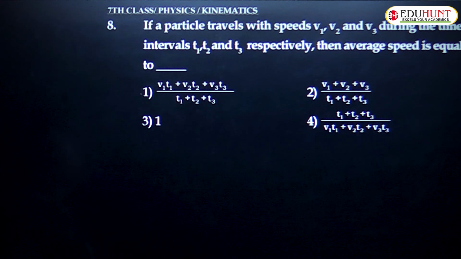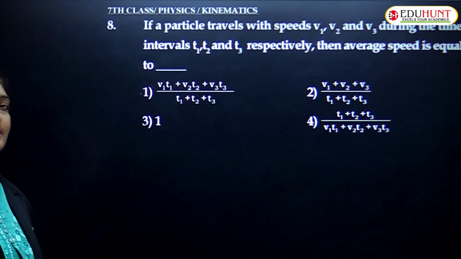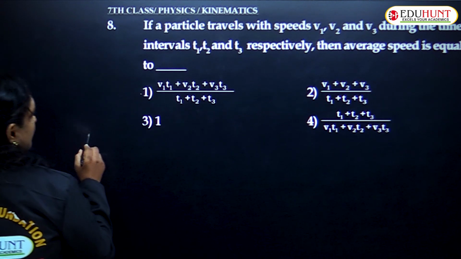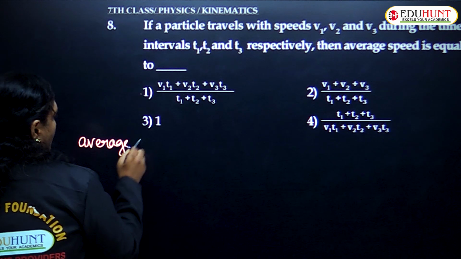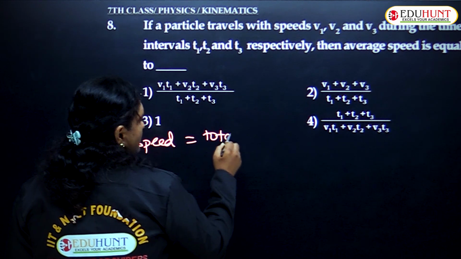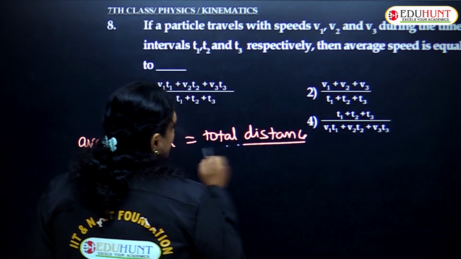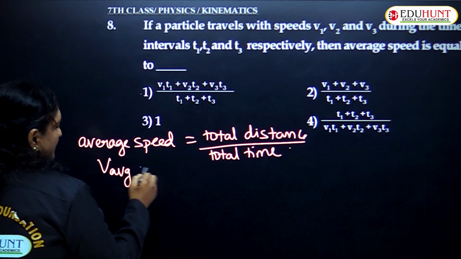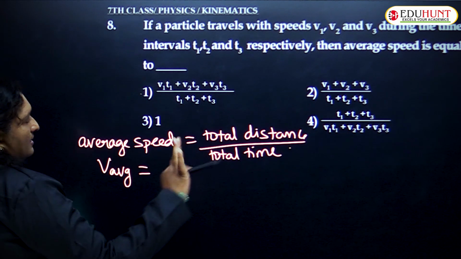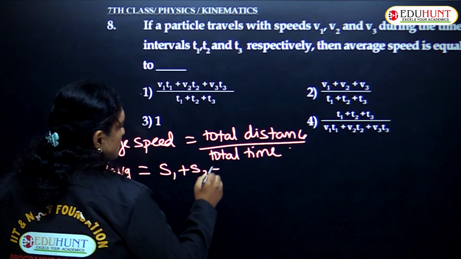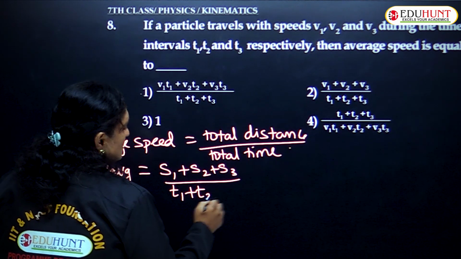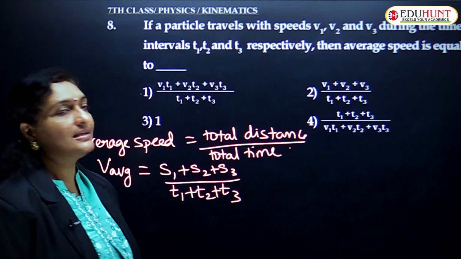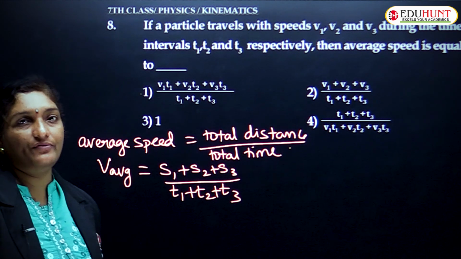If a particle travels with speeds v1, v2 and v3 during the time intervals t1, t2 and t3 respectively, the average speed is. So, what is given, children? Average speed is nothing but the total distance covered by the body over the total time interval. Average speed symbolically, V average, equals how many distances? 3 different distances. So, S1 plus S2 plus S3 upon T1 plus T2 plus T3. In the above question, speeds were given as V1, V2, V3 and times were given as T1, T2, T3, but nowhere have they given the values of distances.